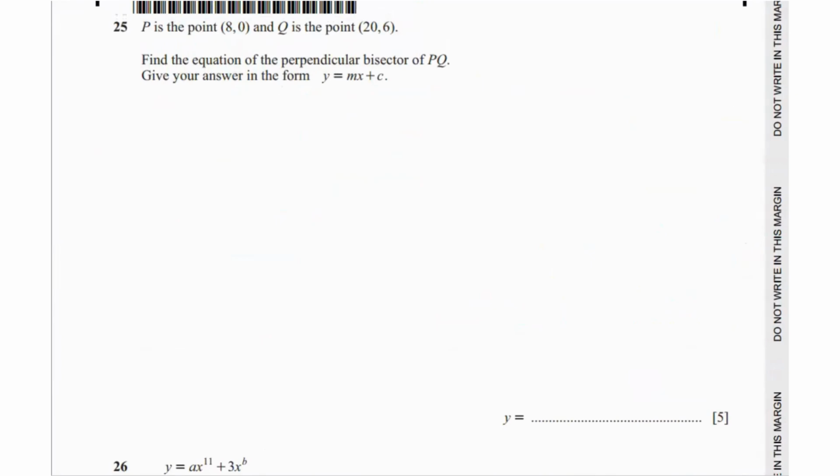Then it says P is the point (8, 0) and Q is the point (20, 6). Find the equation of the perpendicular bisector of PQ. So we have PQ. When we talk about the perpendicular bisector, yes, the line is perpendicular to the given line PQ, but since it's bisecting, that means it's passing through the midpoint. So for the equation of this line, we need the midpoint of PQ and we need the gradient of PQ as well. So first, let's start with finding the midpoint of PQ.